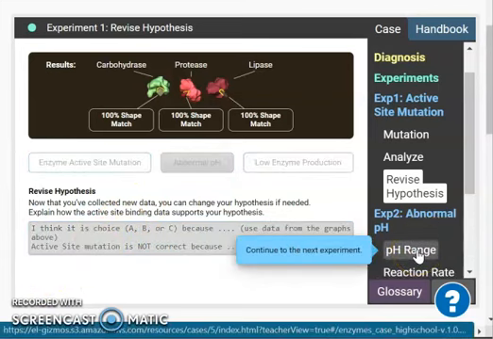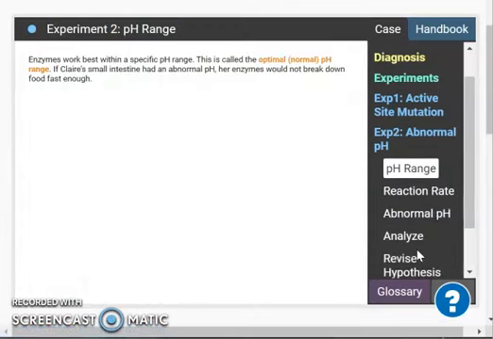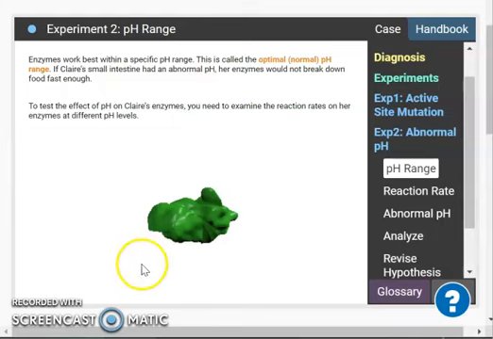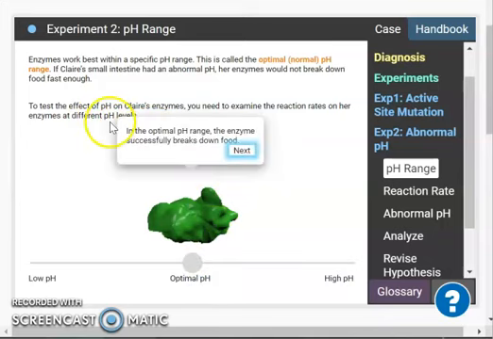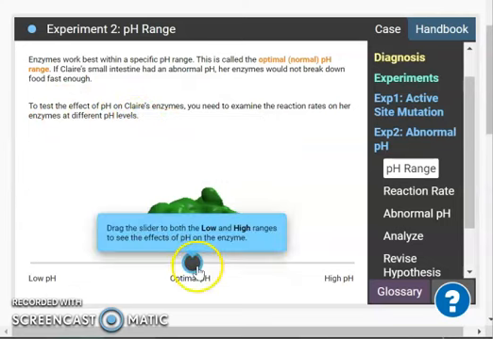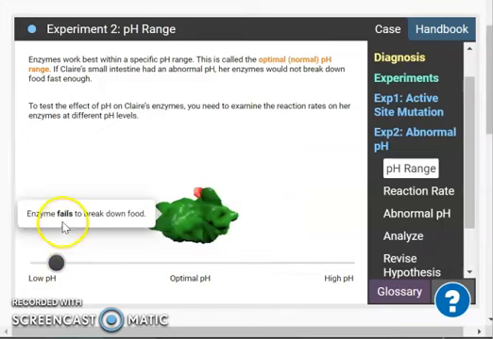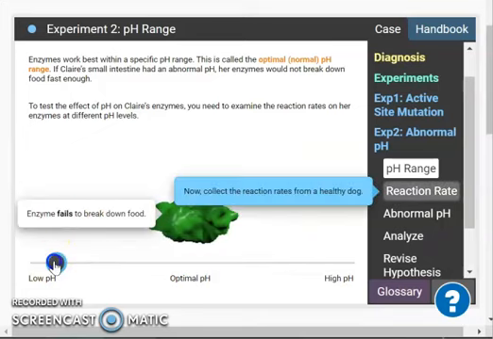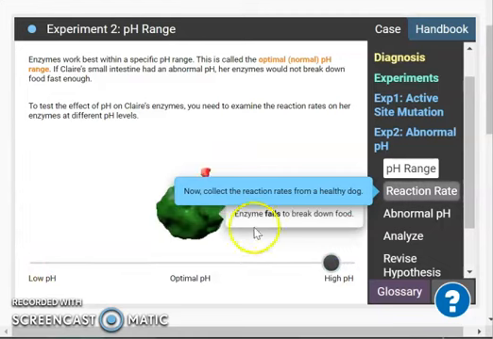Let's continue on to our next experiment, the pH range. Enzymes work best within a specific pH range. This is called the optimal or normal pH range. If Claire's small intestine has an abnormal pH, her enzymes would not break down food fast enough. To test the effect of pH on Claire's enzymes, you need to examine the reaction rates on her enzymes at different pH levels. In the optimal range, the enzyme successfully breaks down food. If I slide this to low, our enzyme is failing to break down food. Now, if I slide it up to high, the enzyme is again failing to break down food.